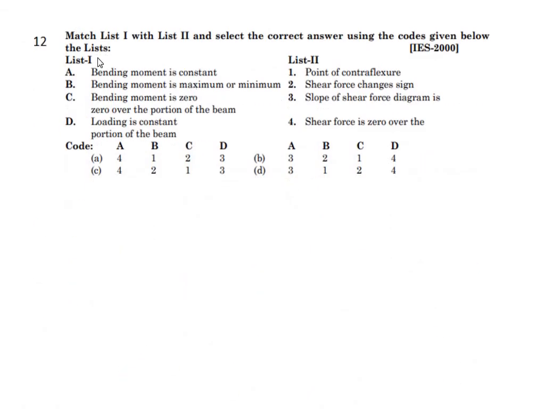And the 12th question: match list 1 with list 2 and select the correct answers using the codes given below. In list 1, if the bending moment is constant, as you have just seen in the previous problem, then shear force has to be 0. So for A the answer has to be 4. The options with 4 for A are the first option and the third option, that is A and C. So let's check with the second option.